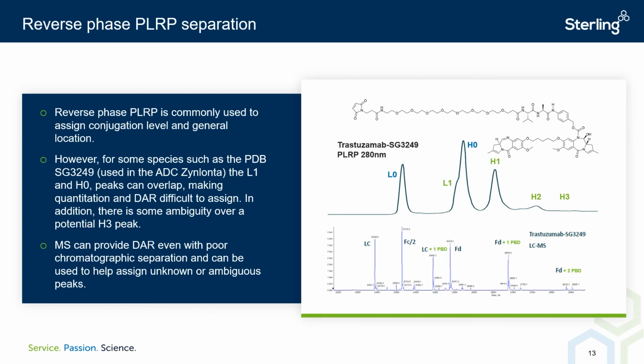In addition, the H3 peak is very low. We're left with ambiguity over whether H3 is present or not. Now again, going from a generic HIC method to a generic MS method on the bottom, with the light chain, Fc and Fd regions, we can see all the conjugated species very clearly, and we get a DAR for this species that matches other techniques quite well.